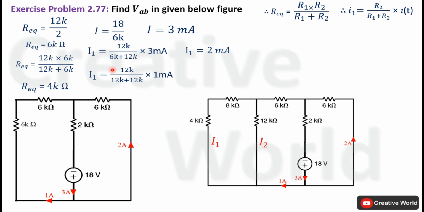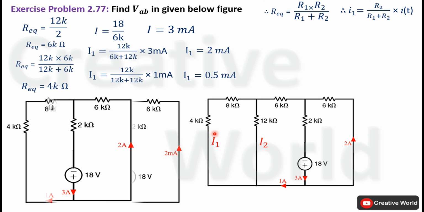Solve this equation. Product of 12K and 1 milliampere will become 12 only. Divided by the sum of 12K and 12K will become 24K. 12 divided by 24K will result 0.5 milliampere. So the value of current I1 through this branch is 0.5 milliampere. Modify the circuit by entering the value of current through this branch.